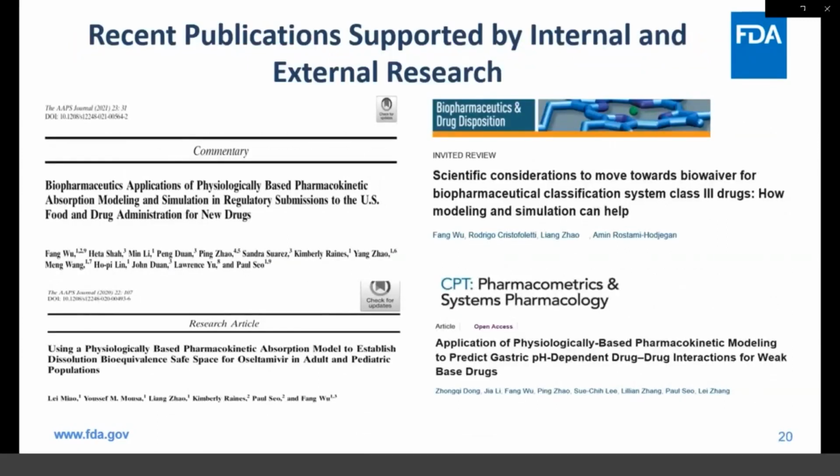As demonstrated above, we have conducted research related to oral PBPK modeling through both internal and external projects. Here listed a couple of recent publications based on these research projects. You may refer to these publications for details.